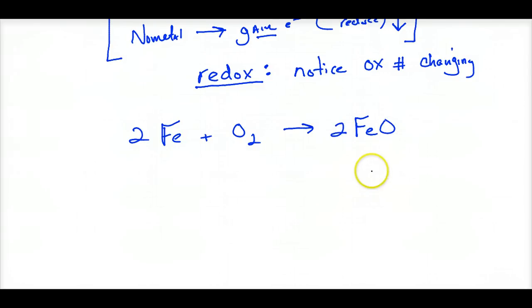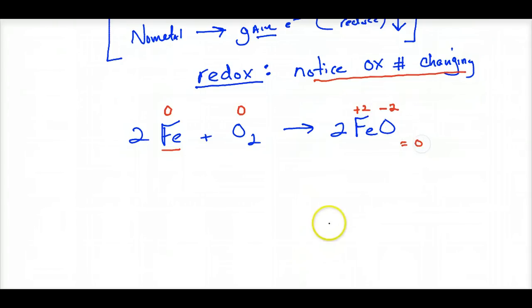How do I identify this as a redox reaction? One way is to notice that the numbers will change, meaning the individual oxidation numbers. We're starting with an element, and elements are always electrically neutral. This one is also electrically neutral. If atoms are bonded to something, they're going to have oxidation numbers other than zero. We know oxygen is negative 2 in its oxidation state, so this iron has to be plus 2, because all compounds are going to be electrically neutral.